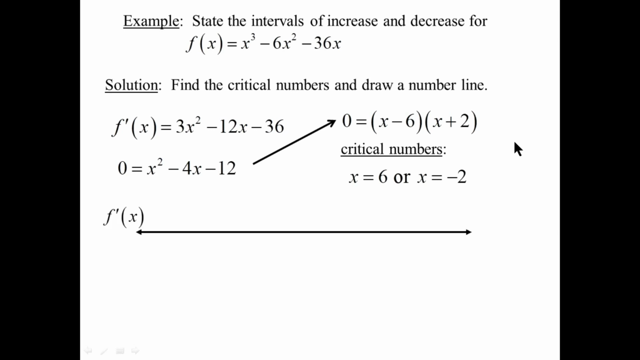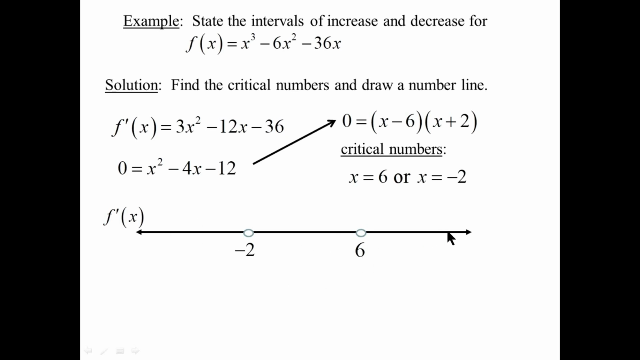Now we're going to draw this number line. And I've labeled this a f prime of x number line. And on that number line, we'll put the critical numbers and any numbers that the derivative is not defined at. But there are no such numbers in this case. So we'll put the numbers minus 2 and 6 on this number line. Make sure you put the minus 2 to the left of 6.